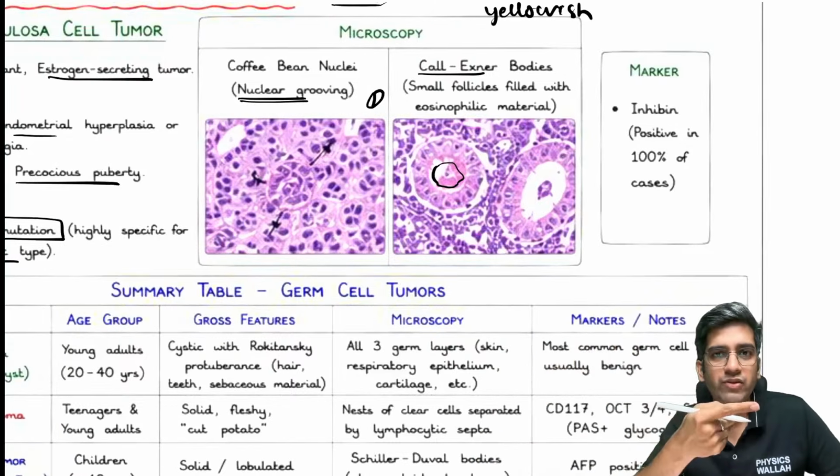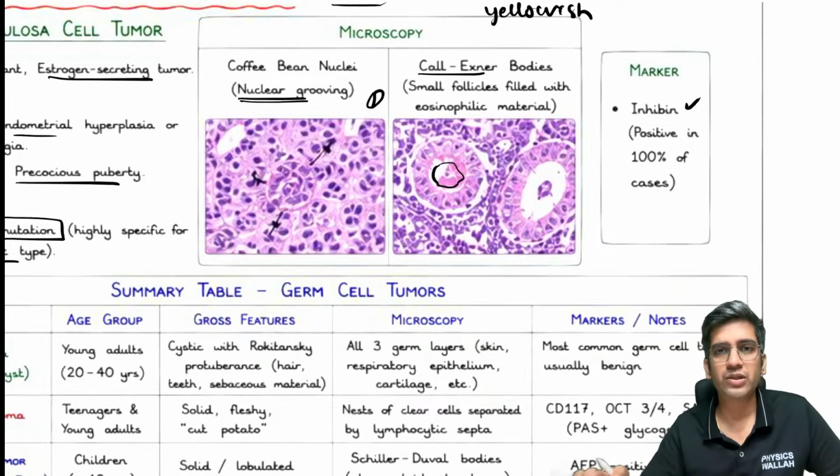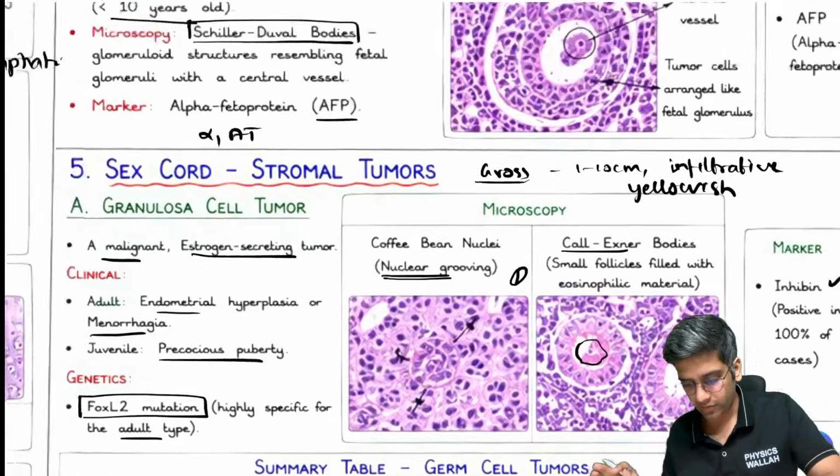Markers, we know 2 molecules, right? Estrogen and inhibin. It will be positive for inhibin. In almost 100% of the cases, it will be inhibin positive. That's the way we diagnose granulosa cell tumor. Fine. It's malignant. It can metastasize by default.